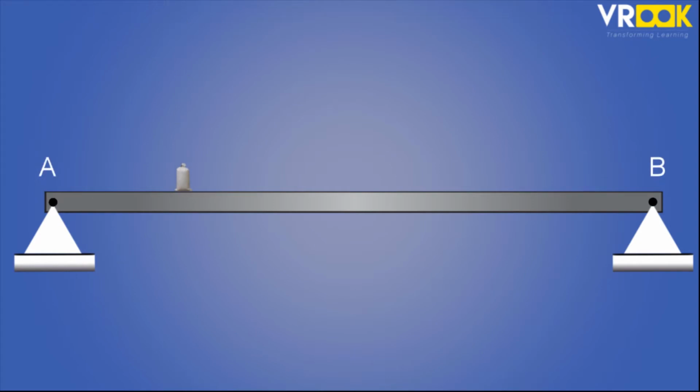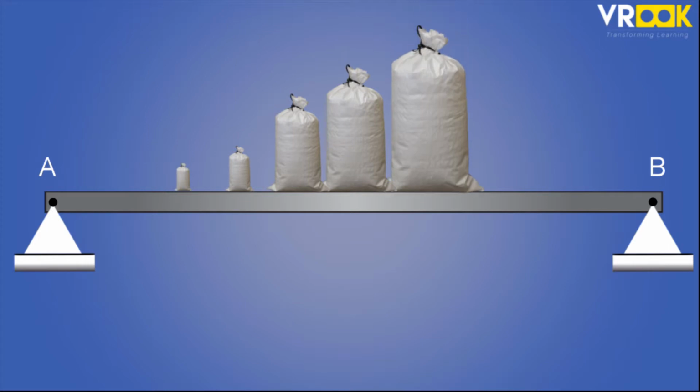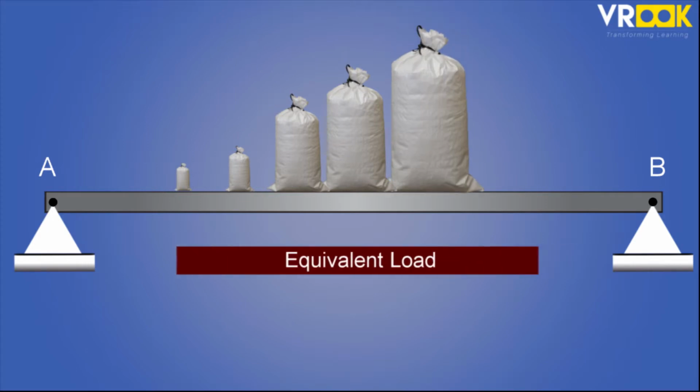What about UVL? In this case, the rate of change of load is uniform. The load starts off from zero and keeps on increasing until it reaches the highest load intensity. The highest load is given as W Newton per meter. For example, if we have sandbags of different weights but uniformly varying on a beam, then it is a representation of UVL. Even this load can be replaced by an equivalent point load.